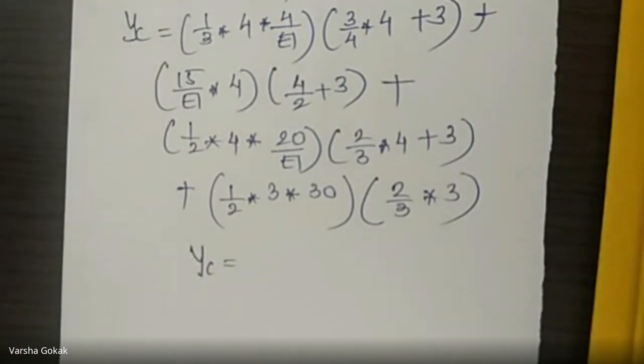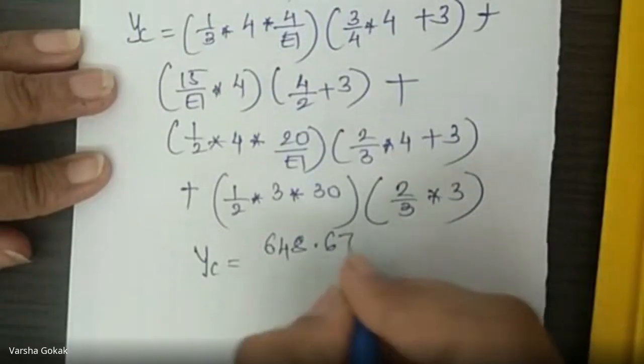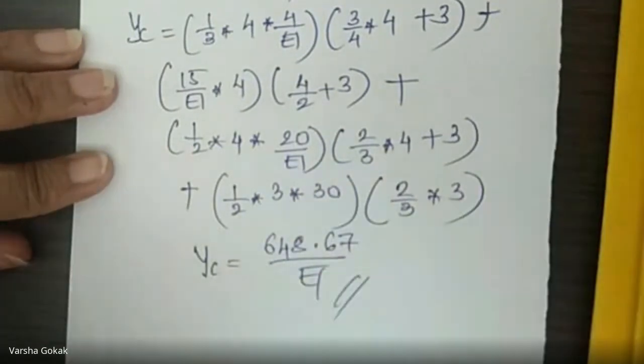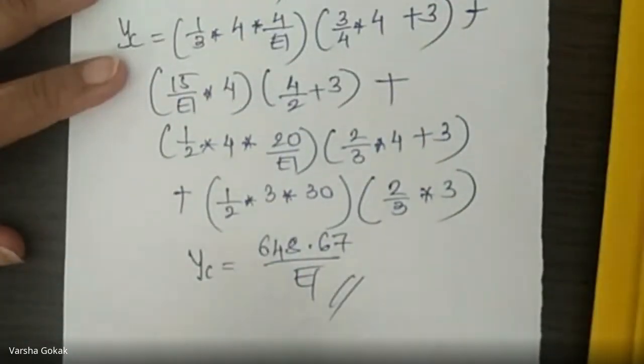Done? 648.66. Correct. 648.67. Absolutely right. This is your YC value.